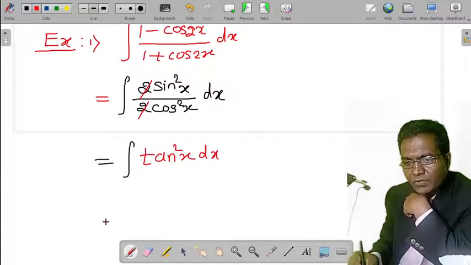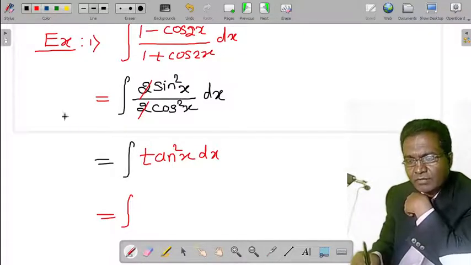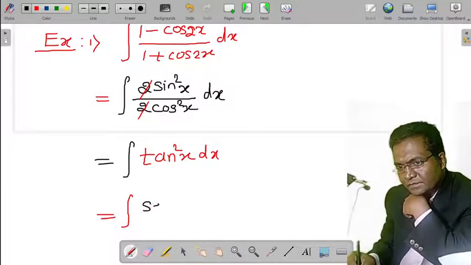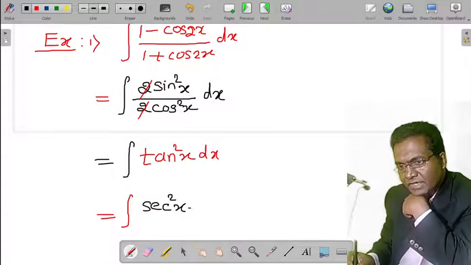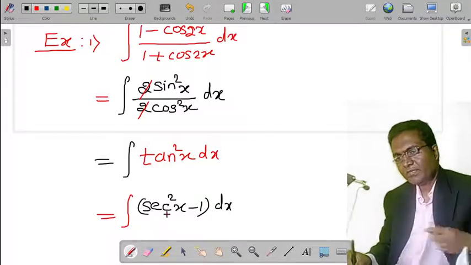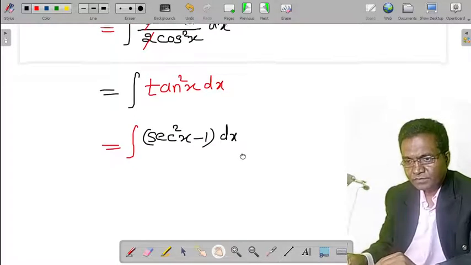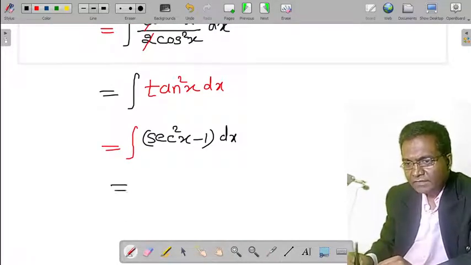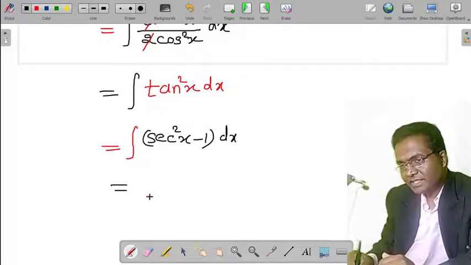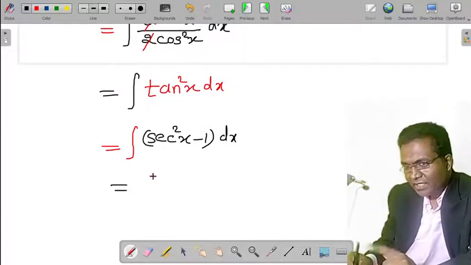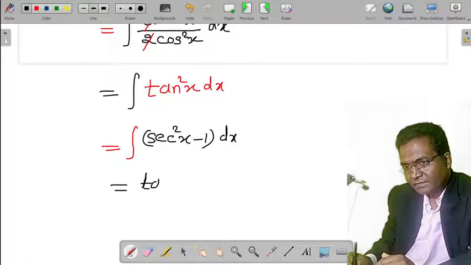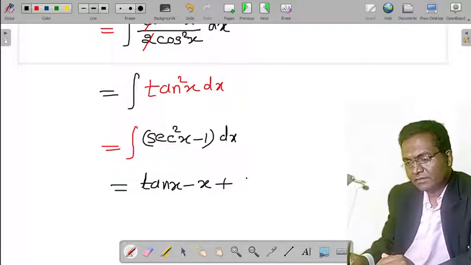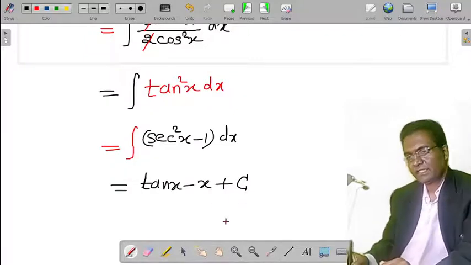And I told you how tan square can be integrated. Tan square means you have to replace it by secant square x minus 1 dx. Tan square is secant square x minus 1. So now you can integrate. Integration of sec square is tan x. Integration of 1 is x plus c.